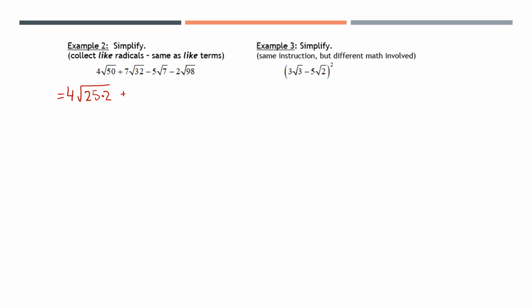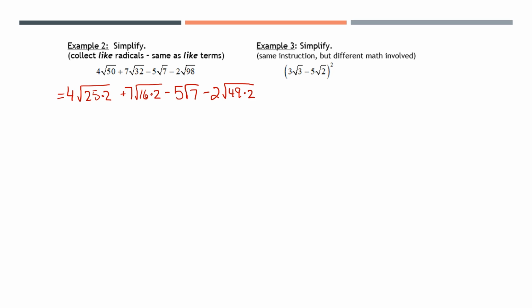Now how about the 7 root 32? Can 32 be reduced? Yeah, we did that one before actually, and this time I'm going to go with 16 times 2 instead of going with the smaller number. Minus 5 root 7. How about square root of 7? No, that can't be reduced. We'll leave that one alone. And the square root of 98, it's a big one, but yes, that's 49 times 2. Always put the perfect square number first, and remember, we cannot take the square root of 2.